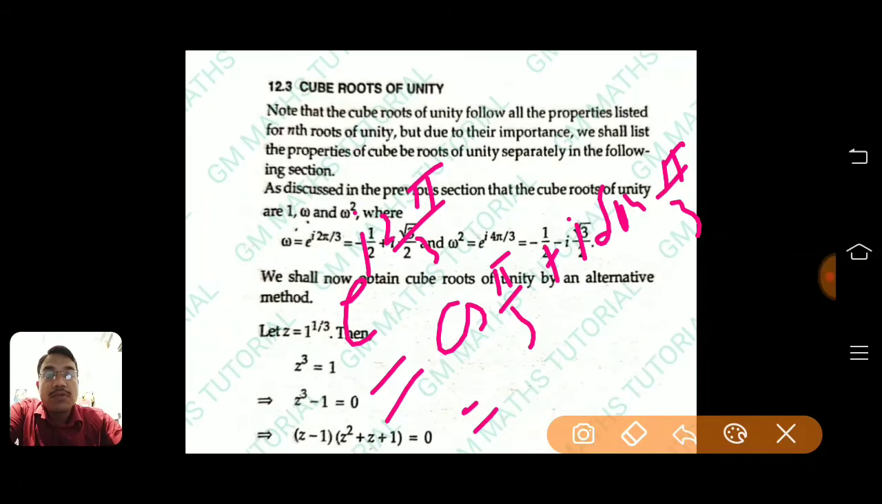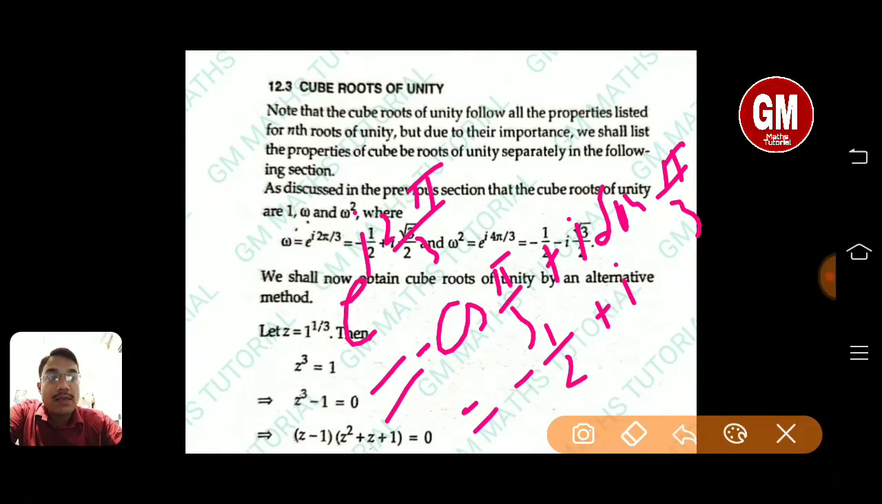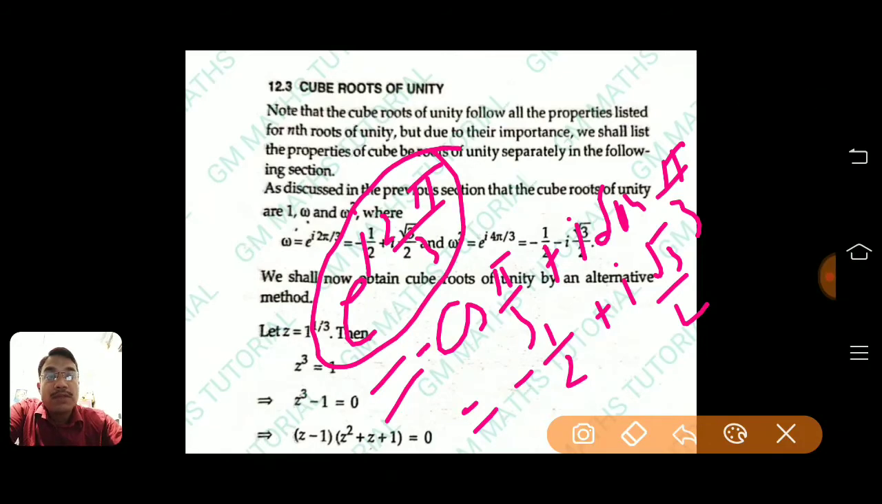And we know that cos pi by 3 will come with a negative sign, because in the second quadrant cos(pi minus theta) is minus cos theta, and this will give minus 1 by 2 plus i sin, root 3 by 2. I hope you understand what e^(i 2pi/3) means, which is minus 1 by 2 plus i root 3 by 2.